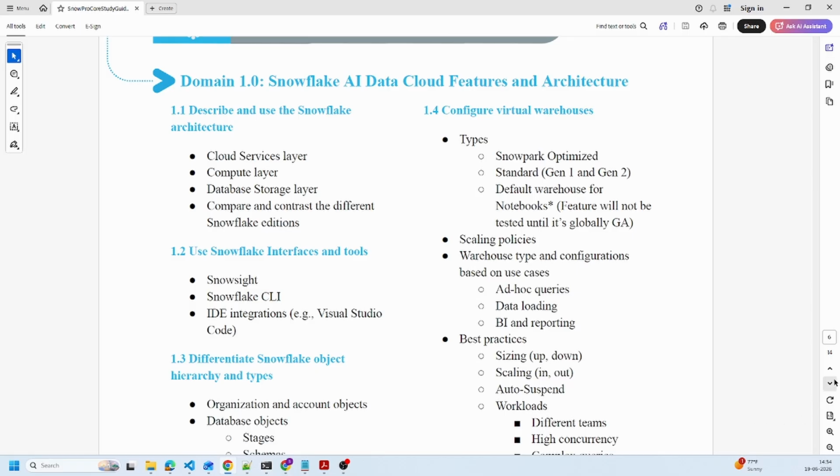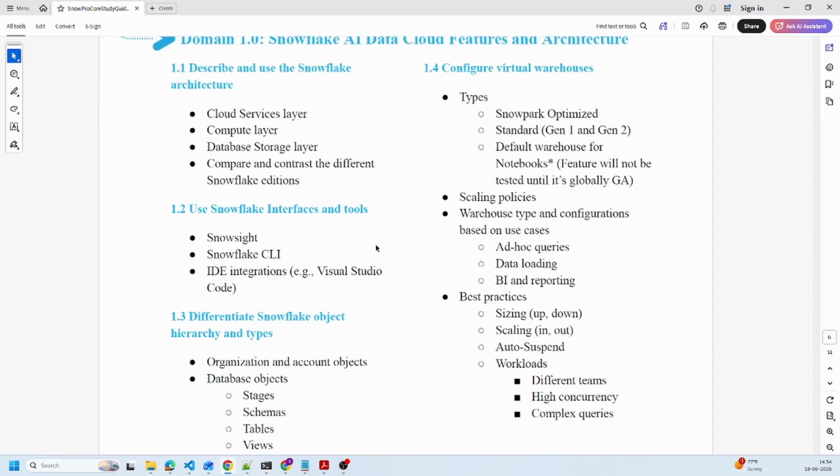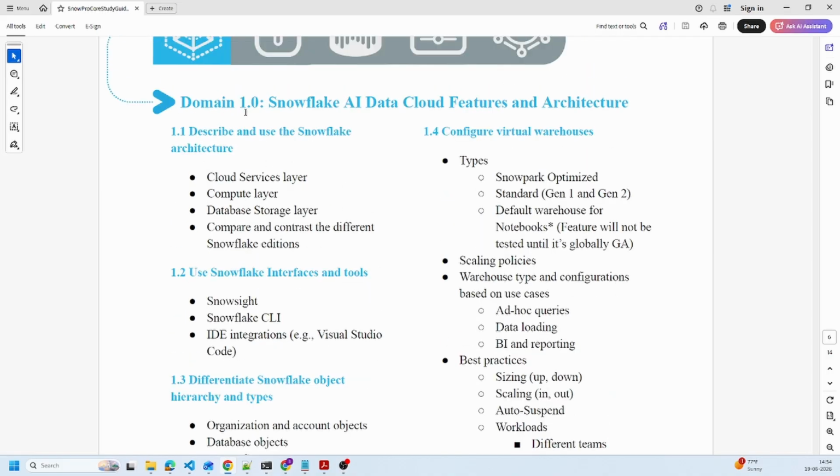If you align your preparation with the domain weightage, spend the most time on architecture and performance, take governance seriously, understand data loading behavior, learn caching, metadata, and internal execution paths. Your confidence going into the exam will feel completely different. And trust me, that confidence matters just as much as knowledge. Now let's talk about each of the domains in a bit more detailed manner.